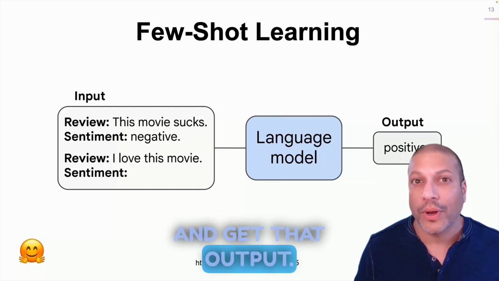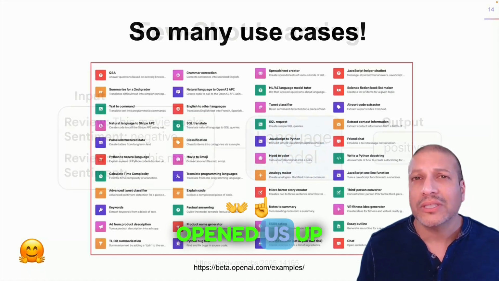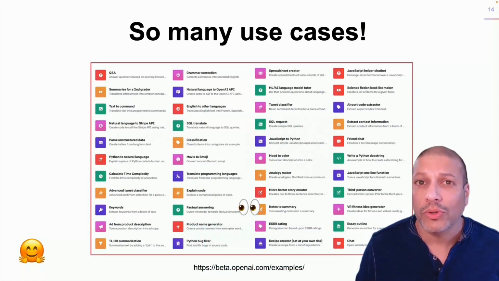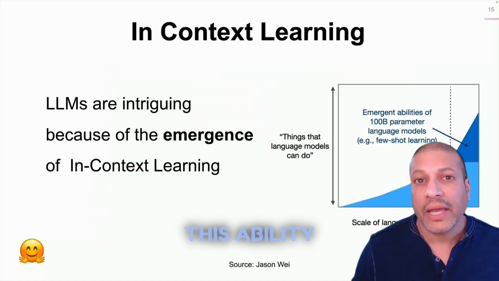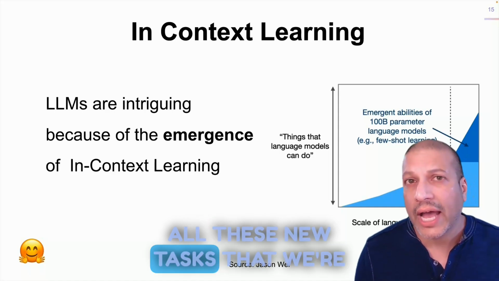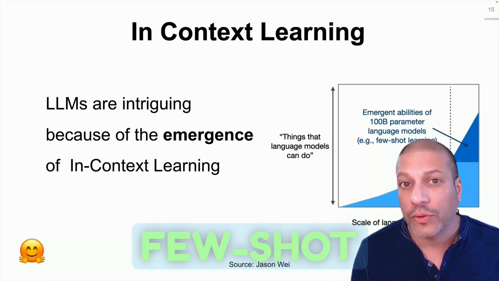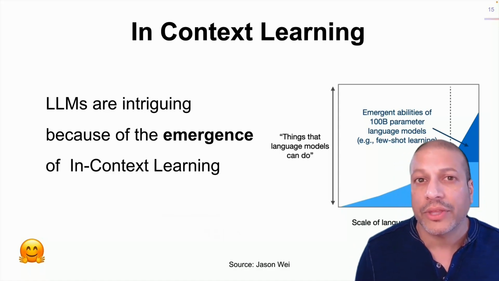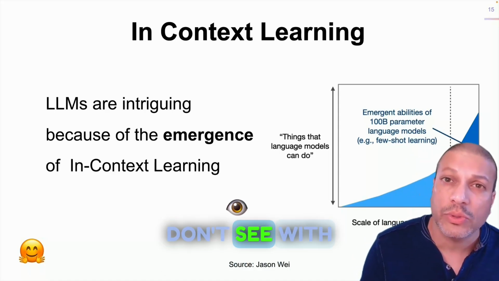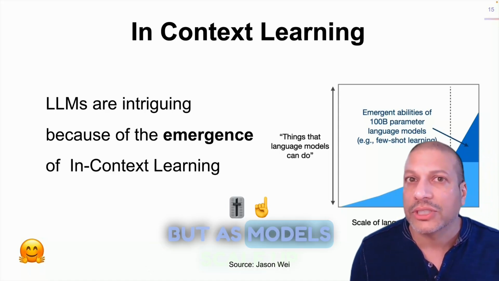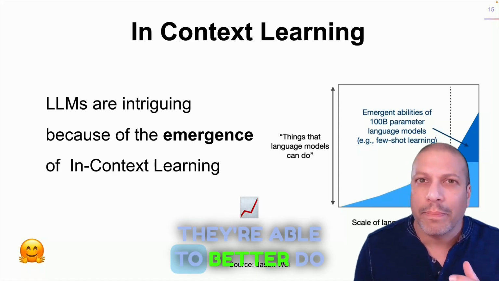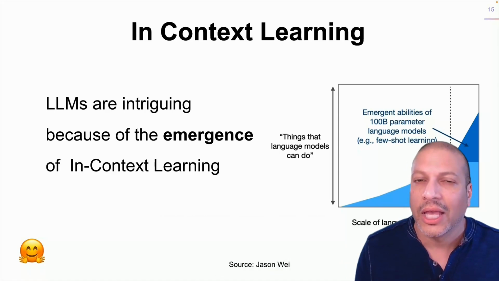By giving the model some examples with the few-shot, I'm able to condition that and get that output. Now this few-shot learning opened us up to lots of use cases because all we had to do was explain to the model what we were looking for in the prediction. This ability has been called in-context learning. What this refers to is all these new tasks that we're able to do with this few-shot learning. It's often called an emergent behavior because it's something we don't see with smaller models. But as models scale up in size and have more of that information, they're able to better do these complex tasks.